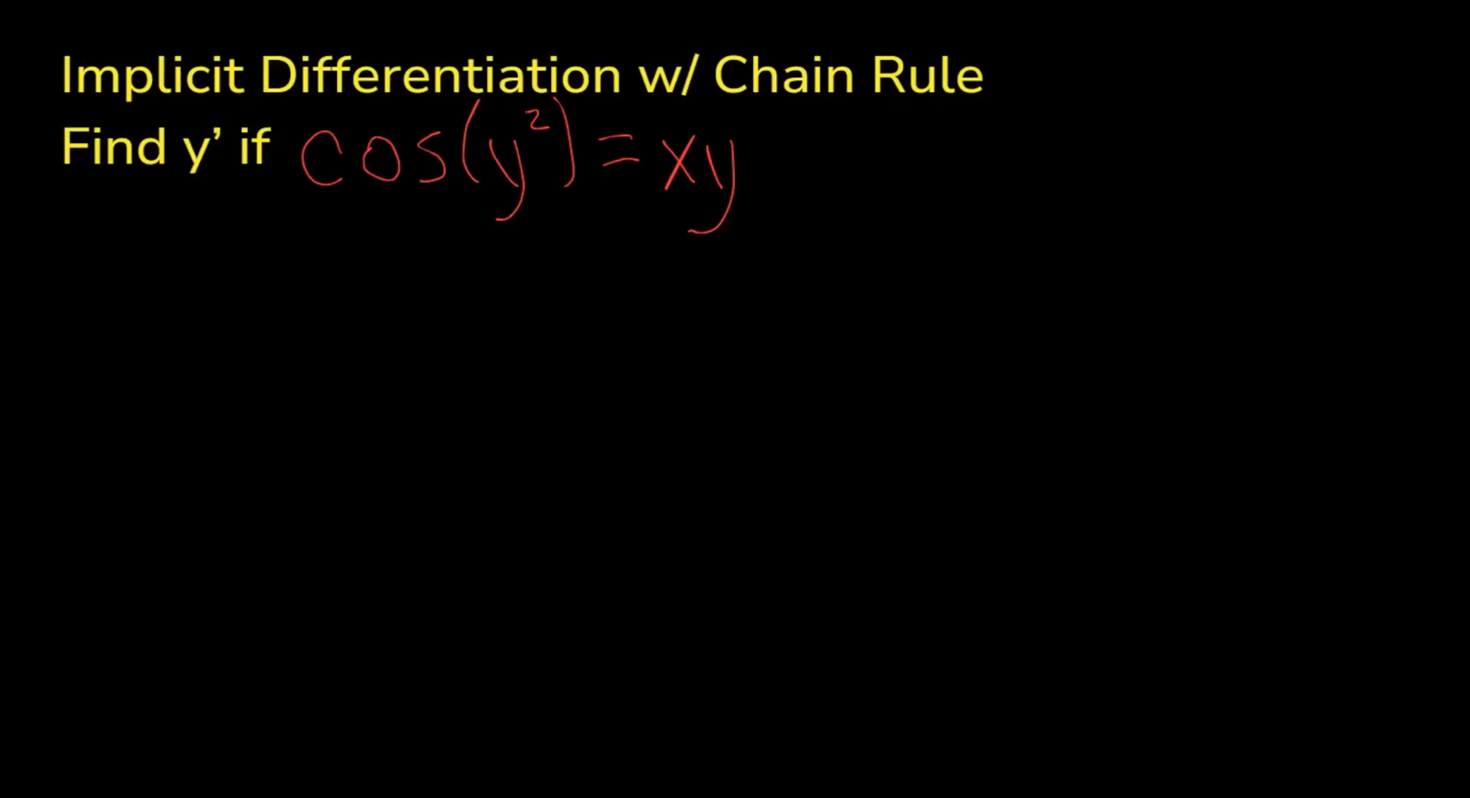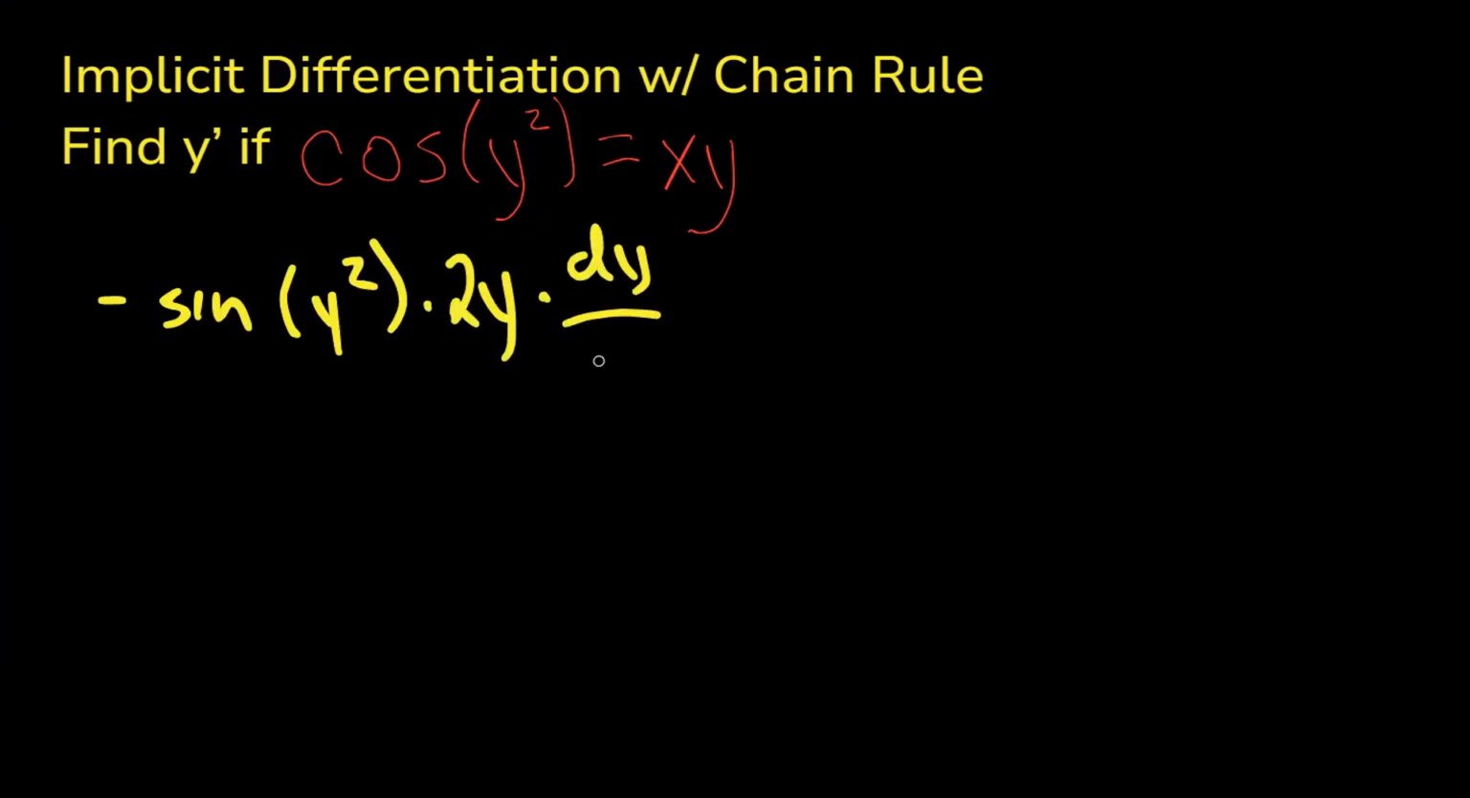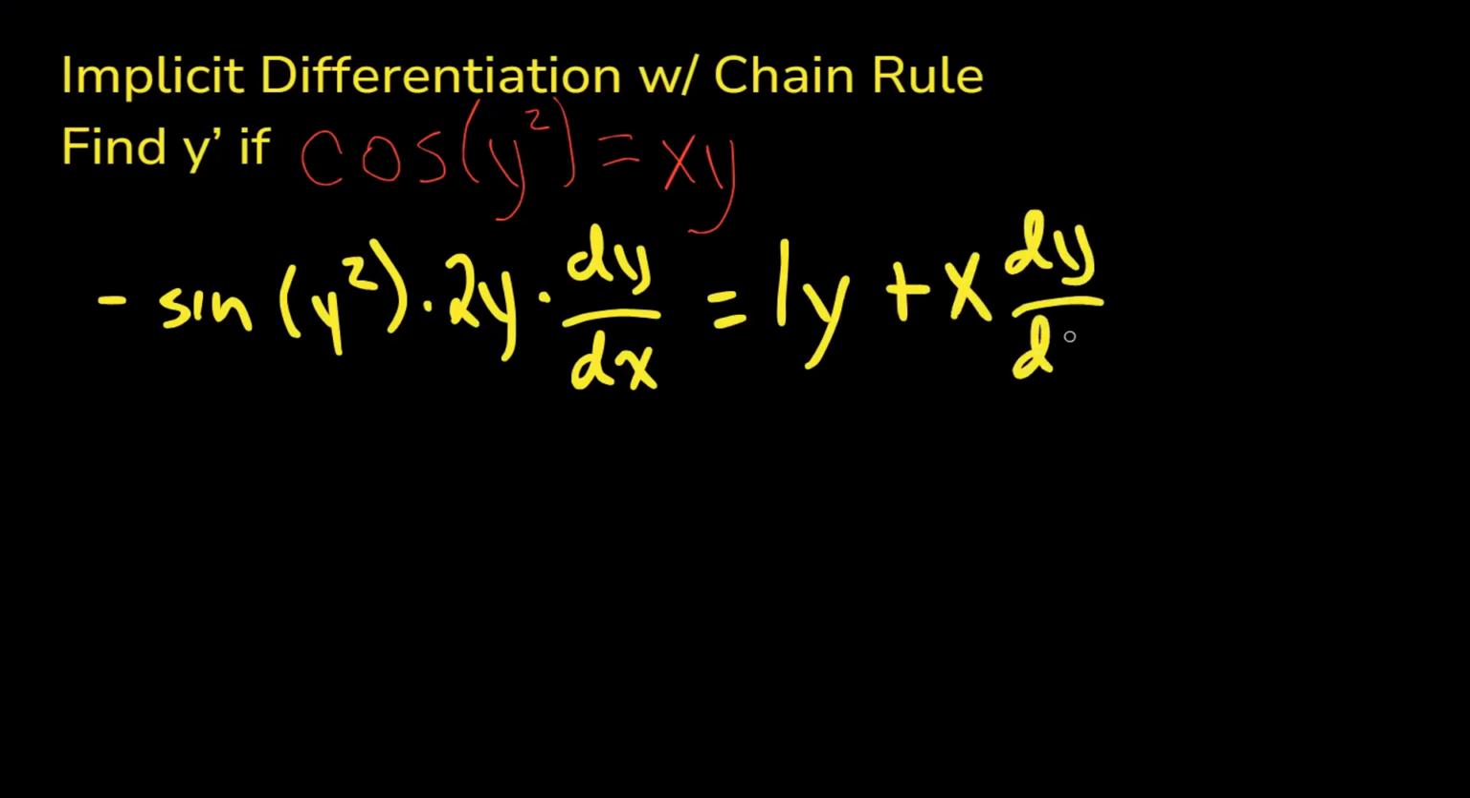Here's another example, cosine of y squared equals xy. In this case, the y is being squared, not the trig function, so this would be negative sine of y squared times 2y times dy dx equals, now we have to do the product rule, derivative of the first times the second plus the first times the derivative of the second, which is dy dx.